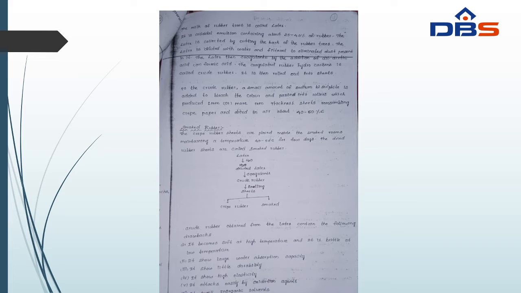The process of preparation of natural rubber: the milk of rubber trees is called latex. It is a colloidal emulsion containing about 25 to 40% rubber. The latex is collected by cutting the bark of rubber trees. The latex is diluted with water and filtered to remove dust particles. The latex is then coagulated by the addition of acetic acid or formic acid. The coagulated rubber hydrocarbon is called crude rubber.